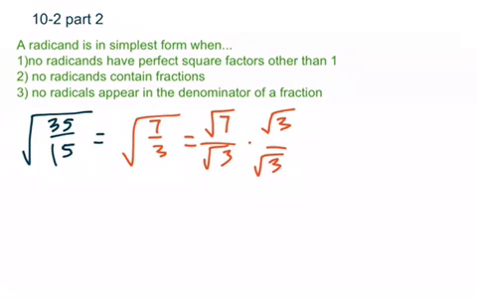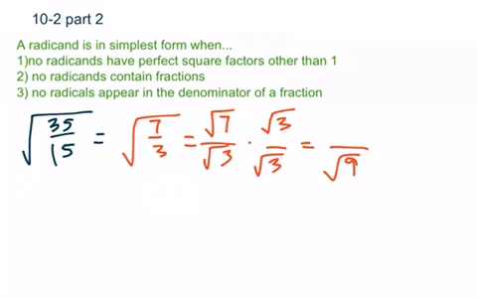Now, why am I doing that? Well, remember what our objective is here. We need to eliminate that radical in the denominator. We can't have that there. So in order to do that, the square root of 3 times the square root of 3 is going to be the square root of 9. Anytime you multiply by the same number or the same radical, you're going to end up with a perfect square. So if we have a perfect square, we can simplify and eliminate that radical.